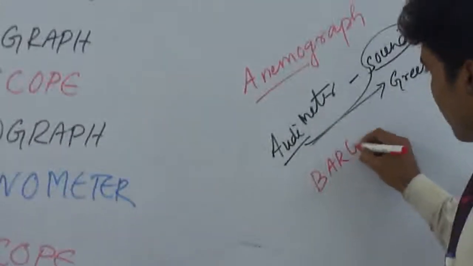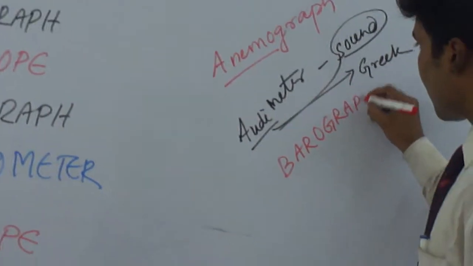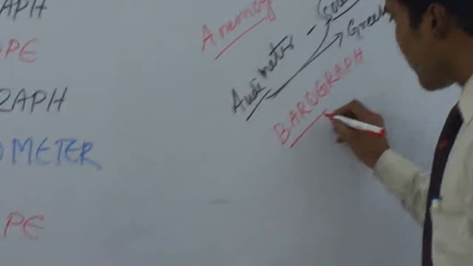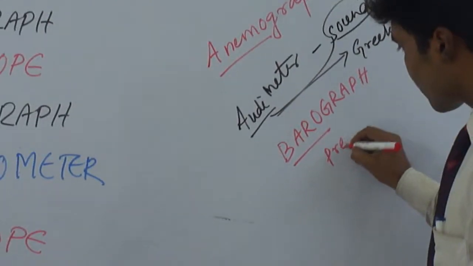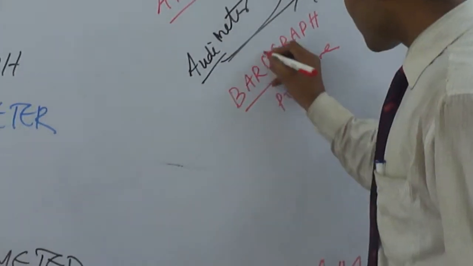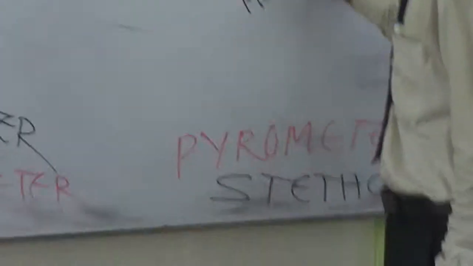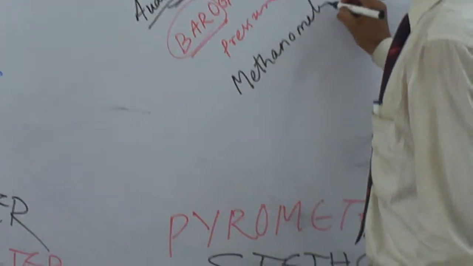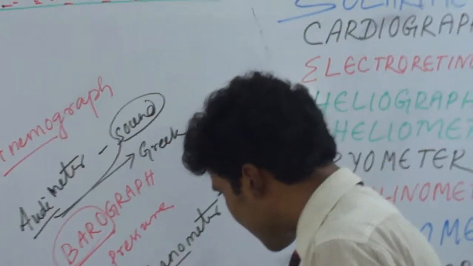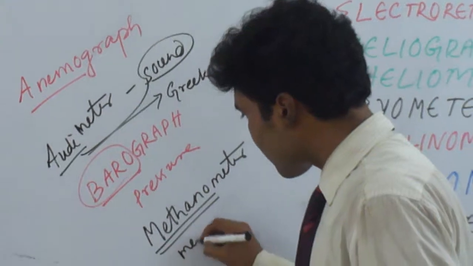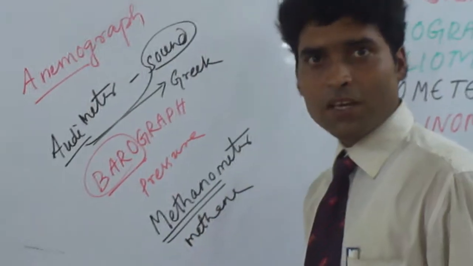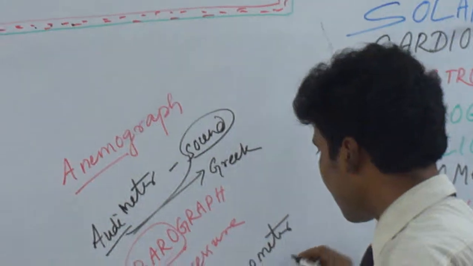Another thing is barograph. What is barograph? Baro means atmospheric pressure. So the instrument used for measuring the pressure in the atmosphere is the barometer. Right. Another thing is methanometer. What is methanometer? Actually, in this word you can see methane is here. So that is methane.